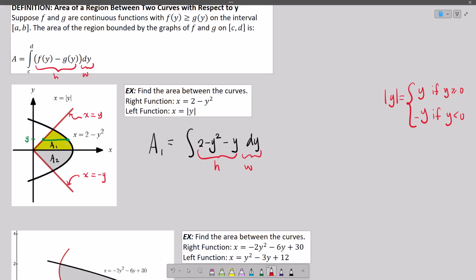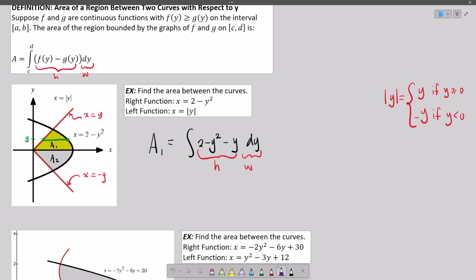And remember that we're integrating with respect to y, so this right curve is a function of y. The left curve is a function of y, so we should have all y's. We're integrating with respect to y. All right.